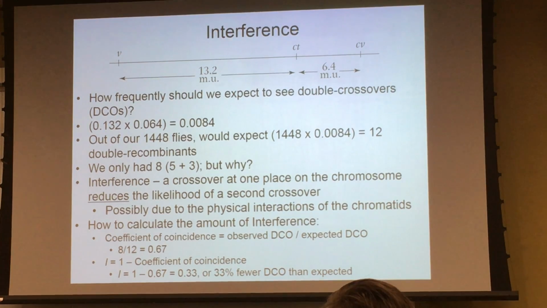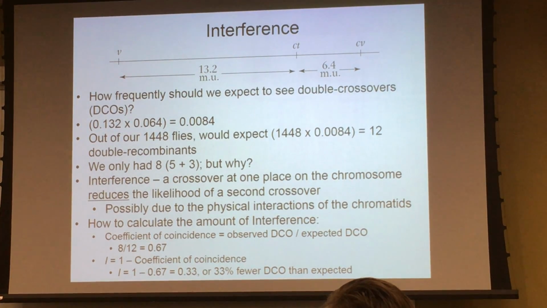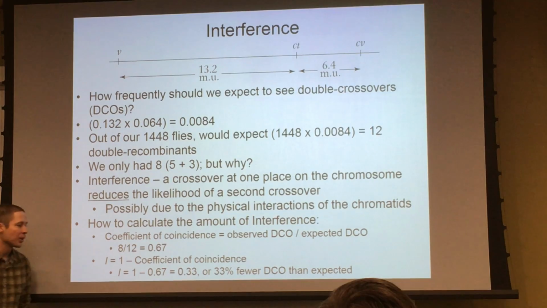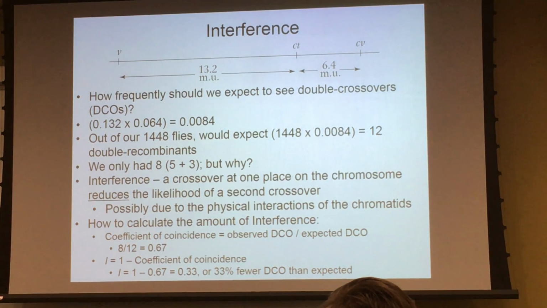Interference, then, the way to calculate it is just 1 minus that coefficient of coincidence. So if we take the number 1 and subtract the coefficient of coincidence from it, what that ends up being is 0.33, or in other words, we detected 33% fewer double recombinants than we expected to see because of this physical interaction of the chromosomes.